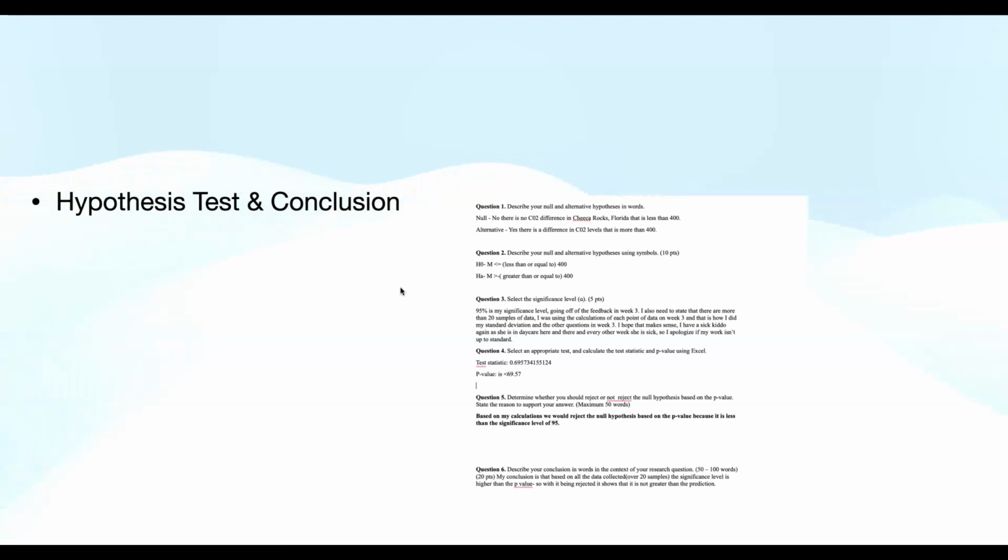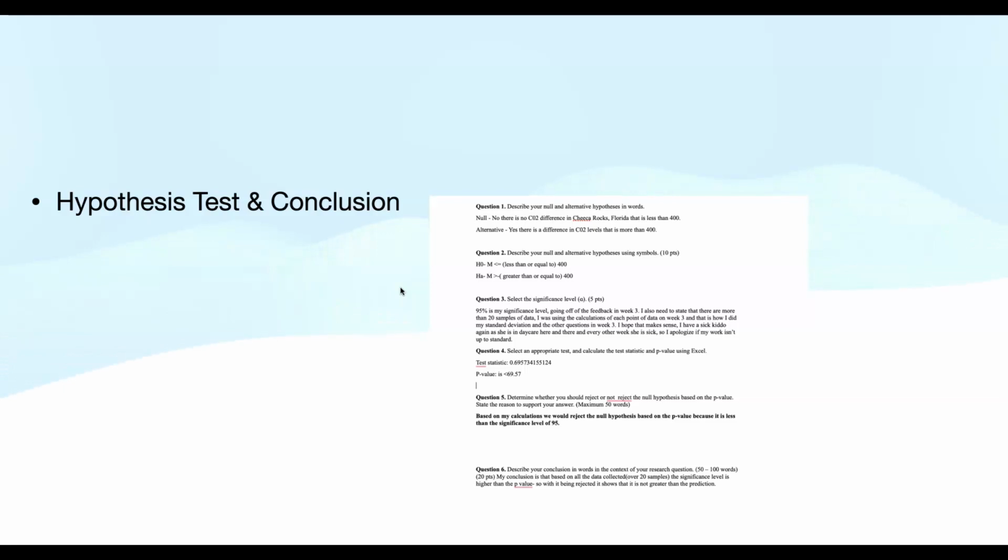And then last would be my hypothesis testing conclusion. The null is that there is no CO2 difference in Chico Rocks. The alternative is that yes, there is a difference in CO2 levels. Those are just the hypotheses using symbols. And then the significance level, like I said, was 95%.